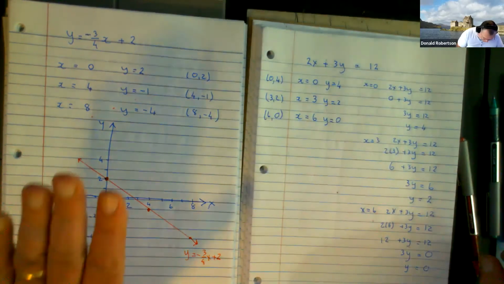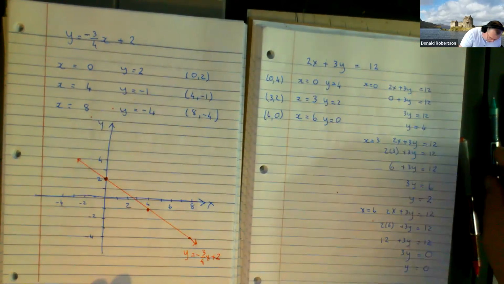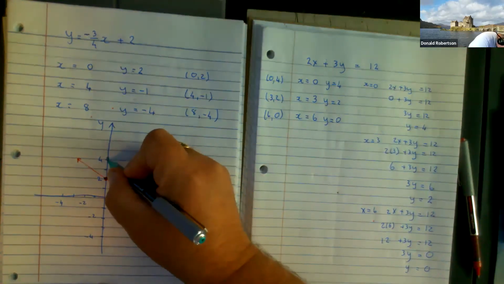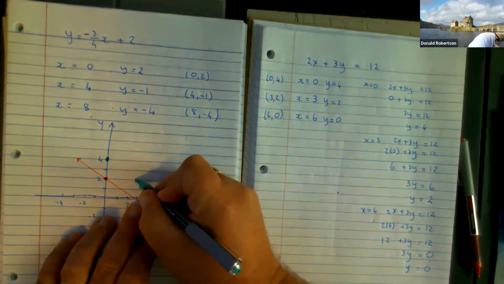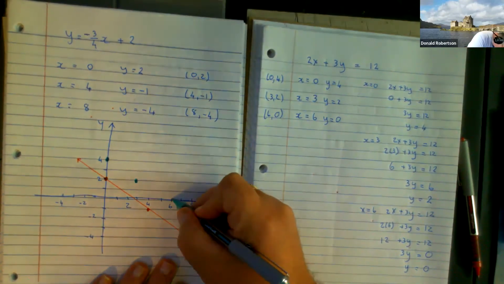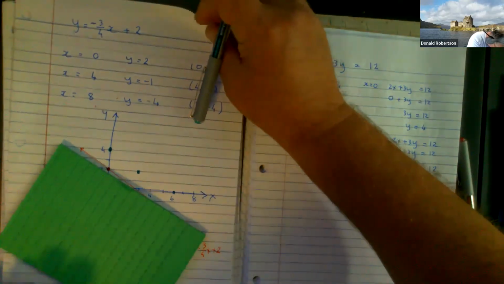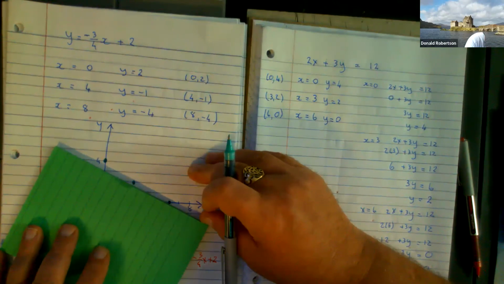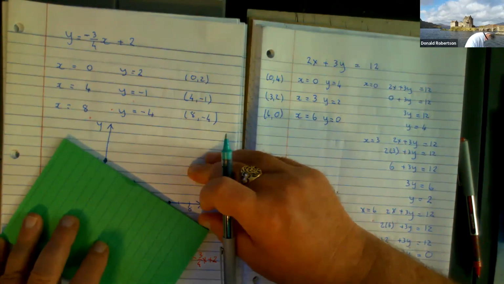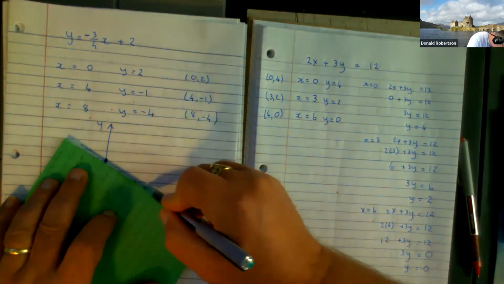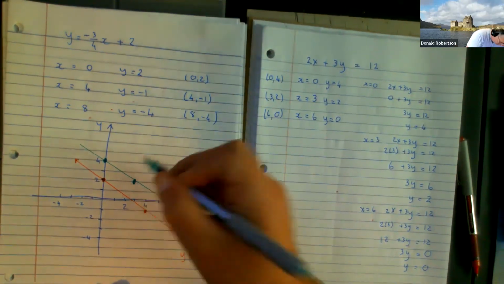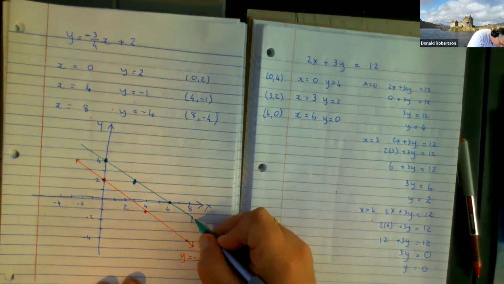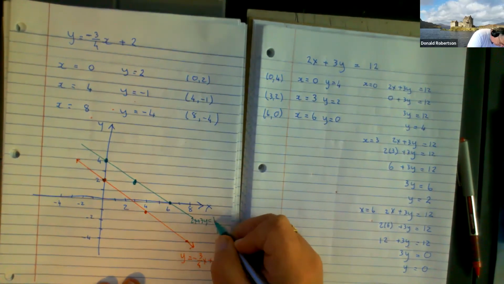And just to save some time, I'm going to put it on this graph over here. So I've got 0, 4, which is here. I have 3, 2, which is here. And I have 6, 0 is here. And if we join these 3 points together, I now have, oops, that's probably a little bit higher. There we go. I now have 2x plus 3y is 12.